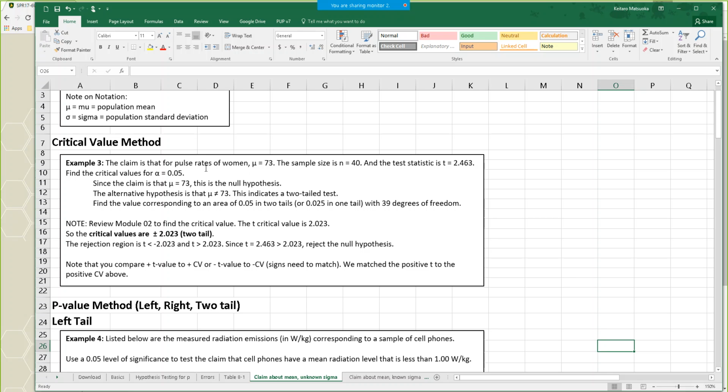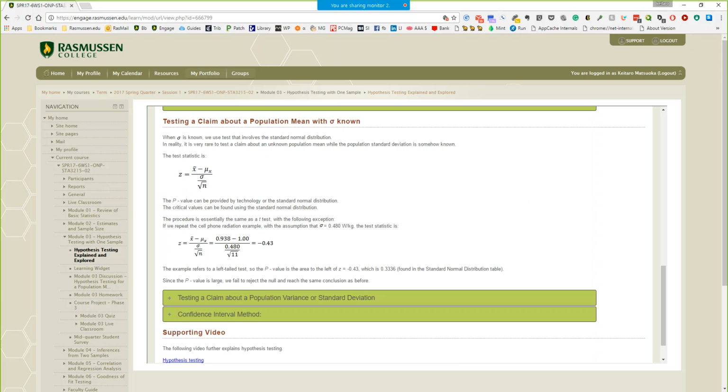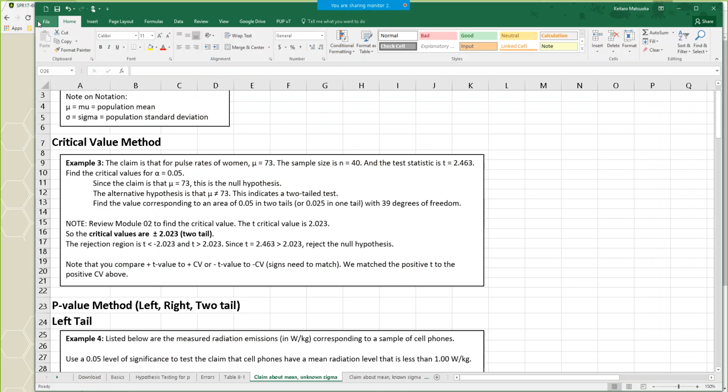So here are the steps. Since the claim is mu is equal to 73, this is the null hypothesis, because remember, the null hypothesis is always equal to some number. So then your job is to figure out the alternative hypothesis. In this case, it's not 73. Okay, so that indicates a two-tailed test. So then your job is to figure out the corresponding critical values. Okay, and we did this in module 2 actually. And I don't have it open, so let me open it up.